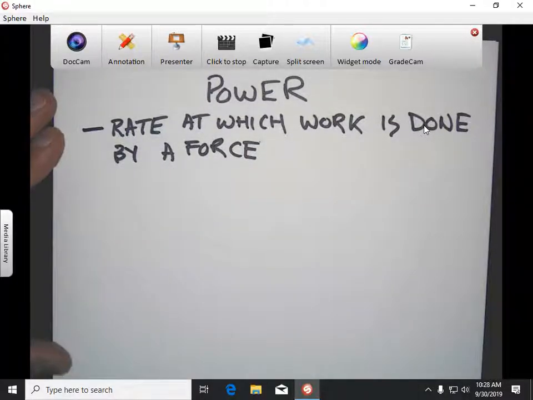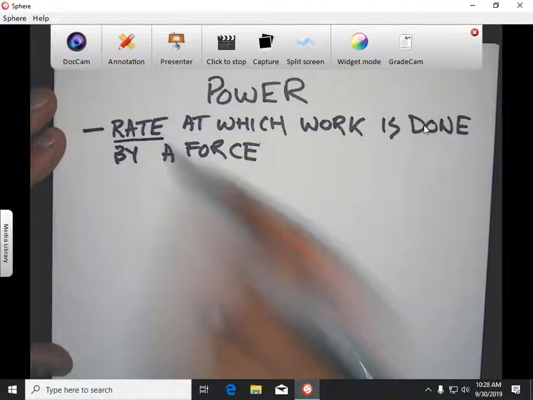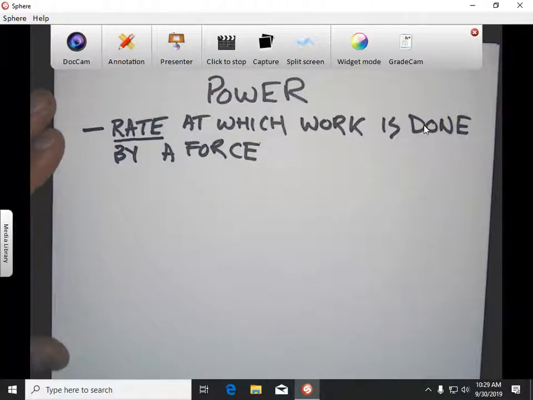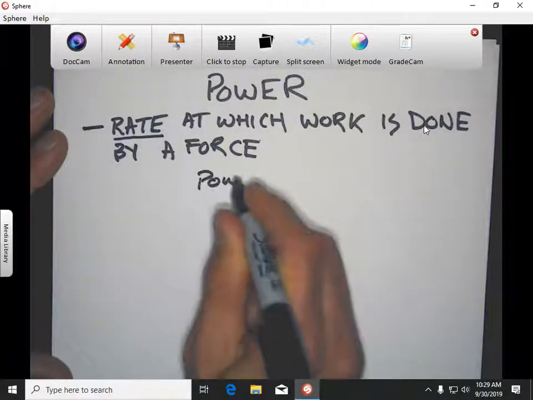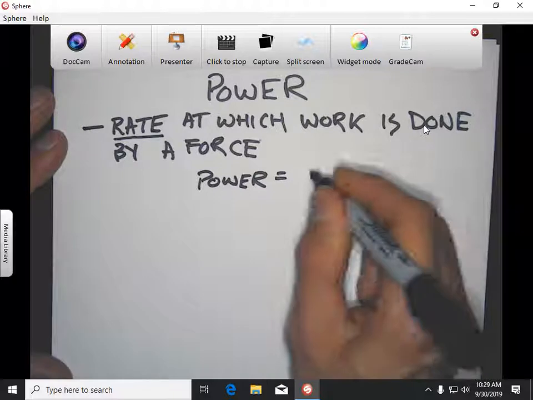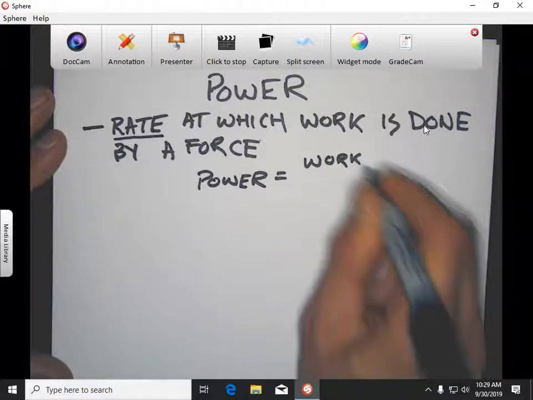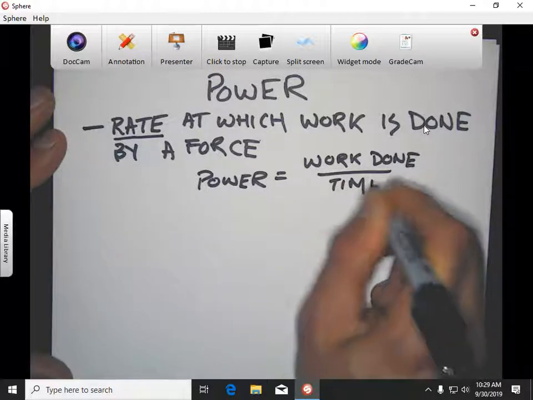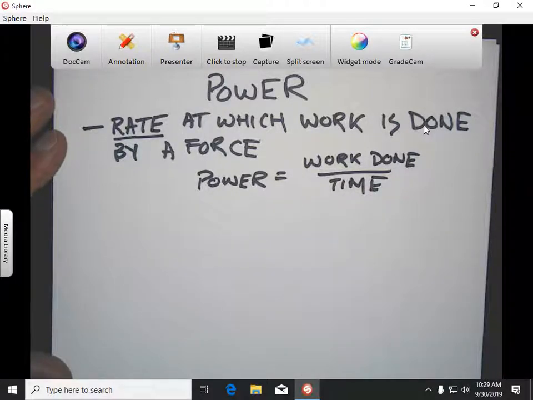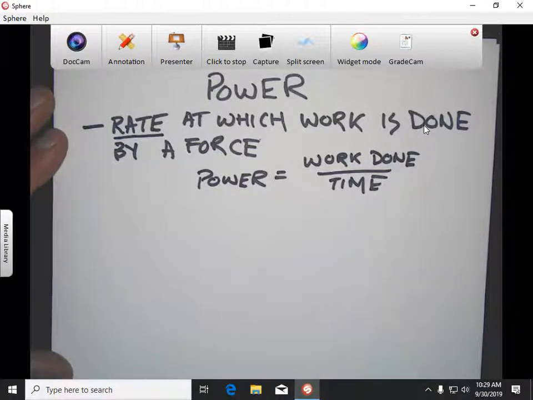And so in this definition, the important part is the idea of rate, and rate is going to tell us something about how fast something happens. So when we talk about power, the rate is how fast work is being done. And so one formula for power would be to simply say power is equal to work done over time. And that idea of dividing by time is important because that's where the rate comes from.